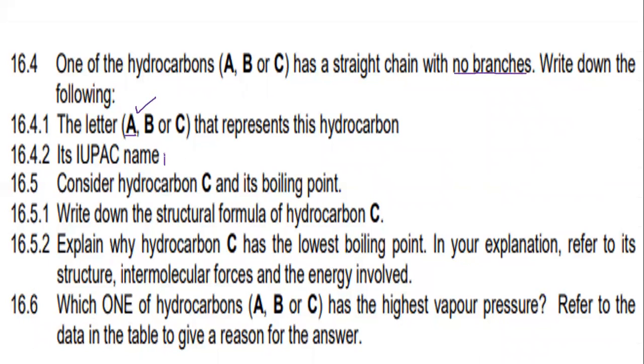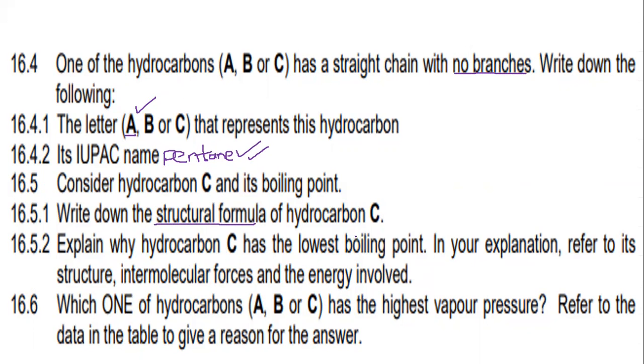The IUPAC name, remember, it has 5 carbons, so it is pent, and then it's an alkane, so the name ends with "ane". And this is definitely 2 marks most of the time. Then consider hydrocarbon C and its boiling point. Then we are required to write down the structural formula of hydrocarbon C.